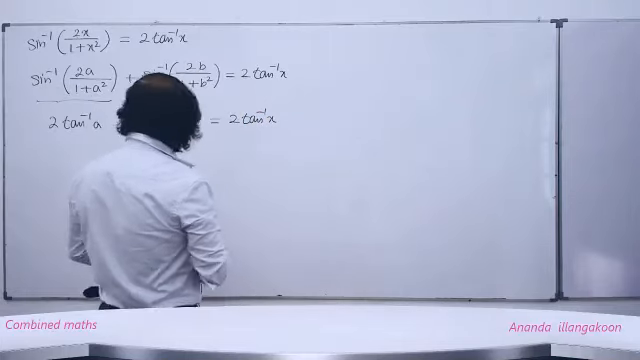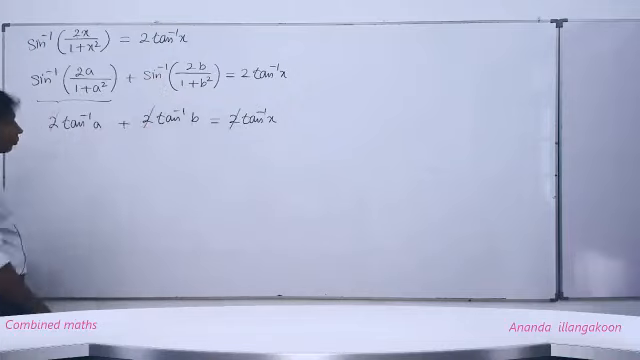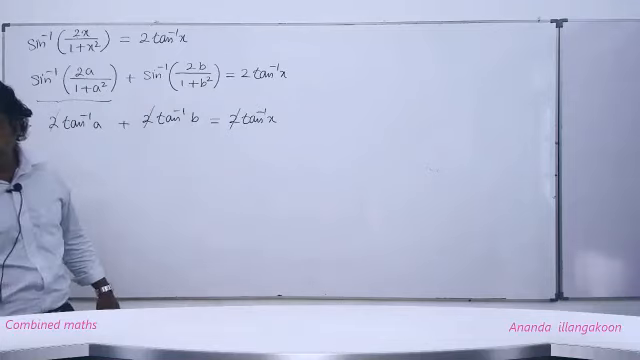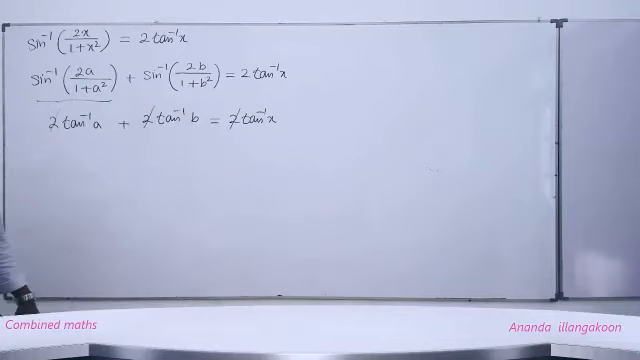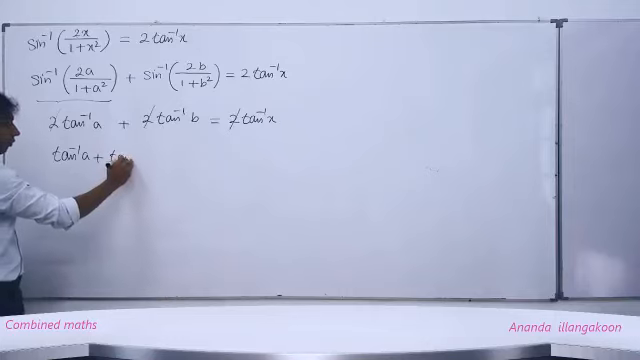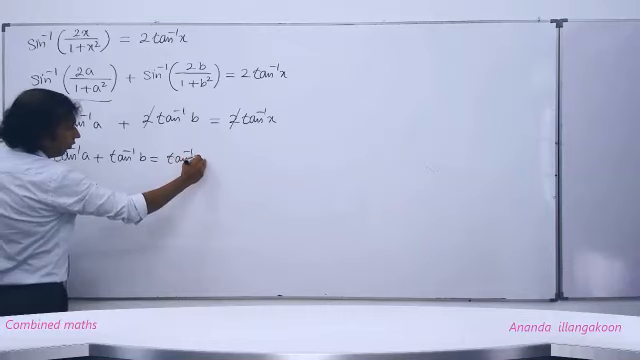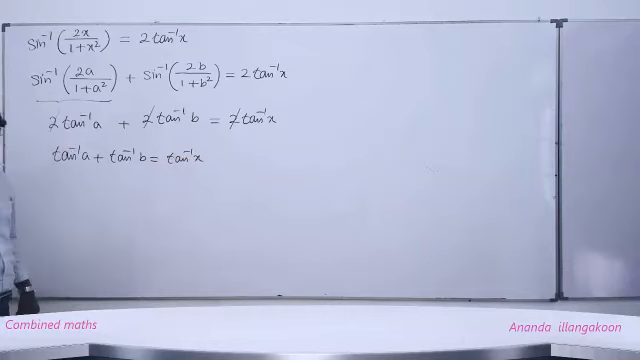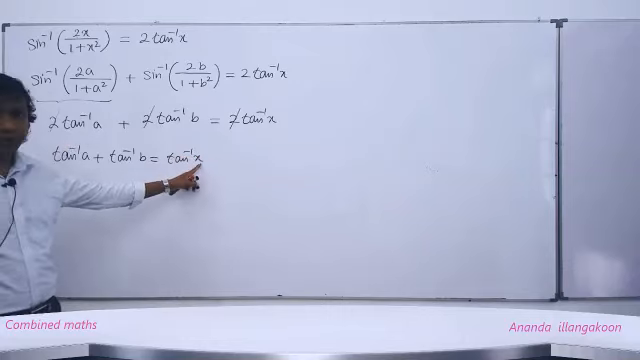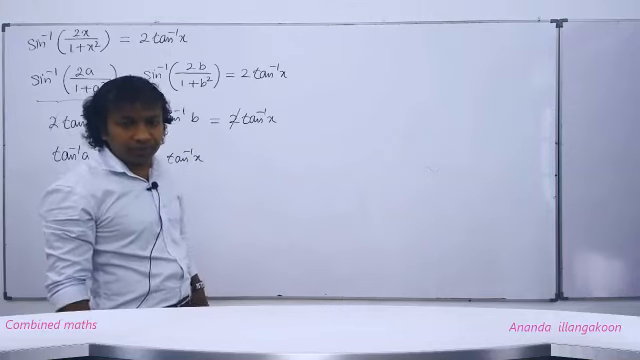Right. Now, these two you can cancel down. Now, what we have is tan inverse a plus tan inverse b is equal to tan inverse x. Then we have to find the x. Now, this is an inverse trigonometric equation. Now you know the method. What is the method there?